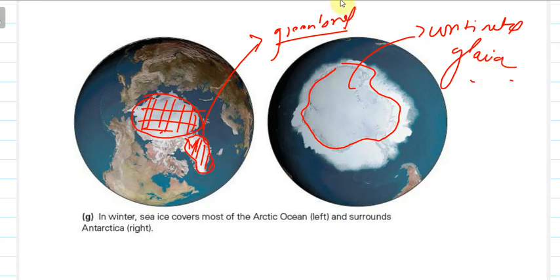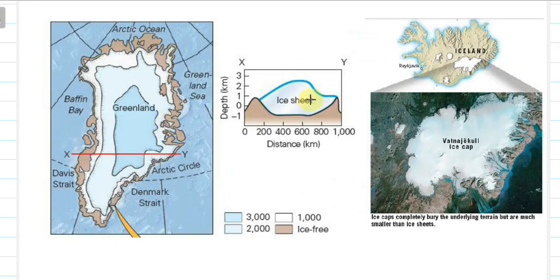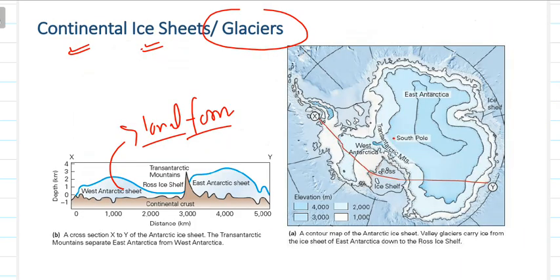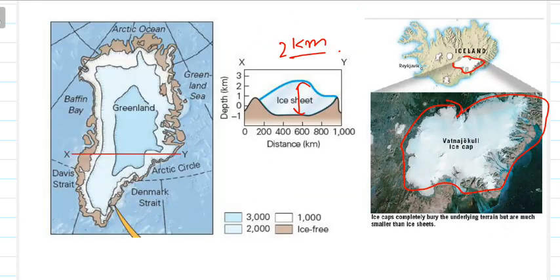So here you can see the ice sheet in Greenland, which is almost 2 kilometers thick. Then in Iceland, there is a huge ice sheet known as Vatnajökull ice cap. So two main types of glaciers: alpine glaciers and continental ice sheets. Alpine glacier के अंदर आपके Cirque glacier, Valley glacier and here Piedmont glacier.